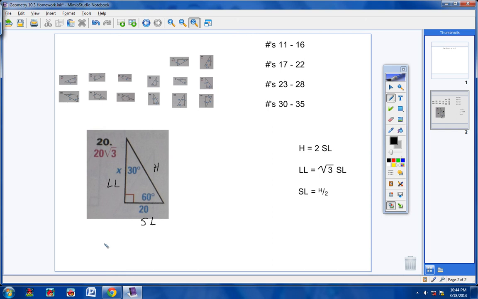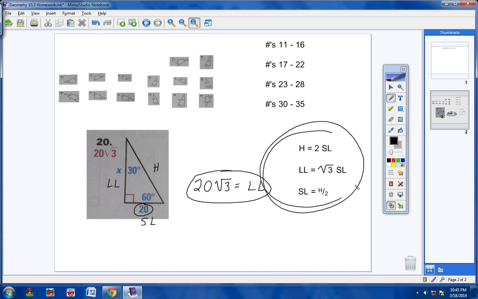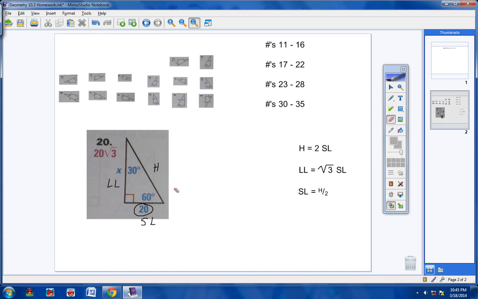All right, so here we go. Anytime you want to find the longer leg, you take the shorter leg and you multiply it by the square root of 3. So here's your shorter leg, 20. Go ahead and multiply that by the square root of 3, and you will have the length of your longer leg. Now remember, these three formulas only work when you're dealing with a 30, 60, 90 triangle.